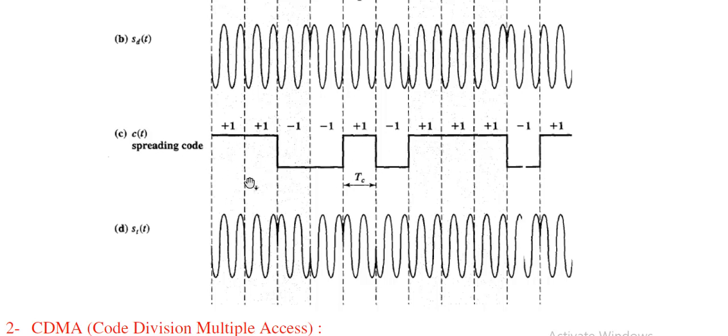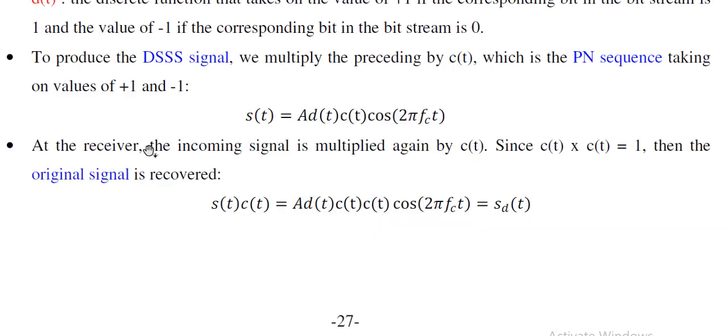And of course, at the receiver, we will multiply again. Let's go back. At the receiver, we will multiply again with the same generated signal CT, which is the pseudo noise sequence, and we get back, since CT multiplied by CT is equal to 1, 1 multiplied by 1 equals 1, and minus 1 multiplied by minus 1 is equal to 1. So this will annul the effect, and we will get back the first signal, which is our data signal.